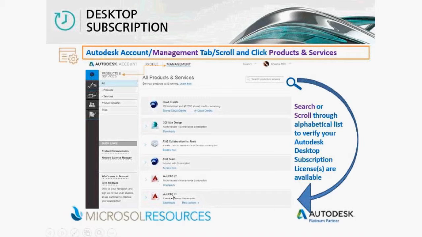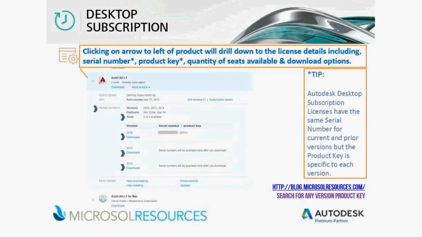As you can see, I have an AutoCAD LT here, and it says 2 seats desktop subscription. So you will see that it's pointing out that it's a desktop subscription offering, so you'll be aware in case you have multiple products like perpetual licenses of this exact product, you'll know which one's which. So you go ahead and locate this product, right? Then what you do is you click right here, this drop-down arrow, to get this information.